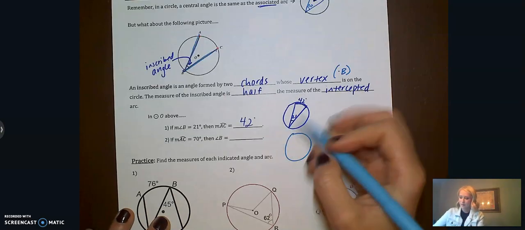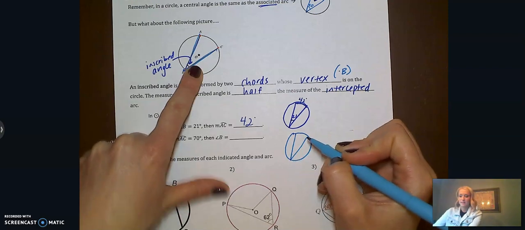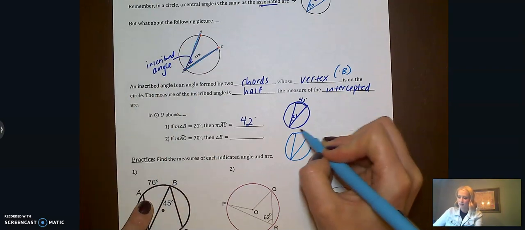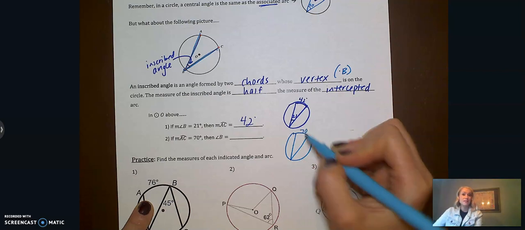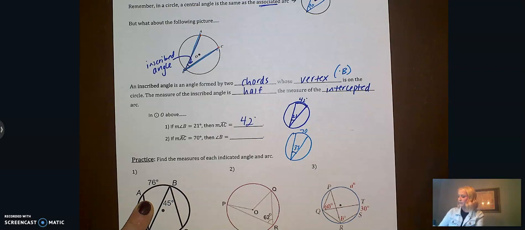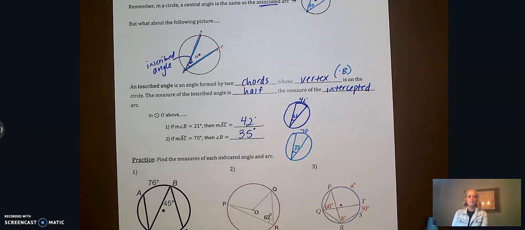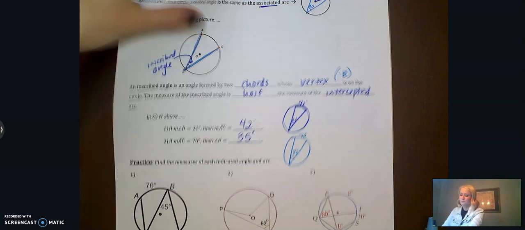And you don't need the picture, but I kind of like writing on it. Okay, same picture, this top here. Let's say they tell you AC, the arc, is 70. You would need to divide that by 2 to get angle B there. Okay, so just know if you take the arc and you cut it in half, that's the inscribed angle. Don't go the opposite way there, but that's what we're about to practice.